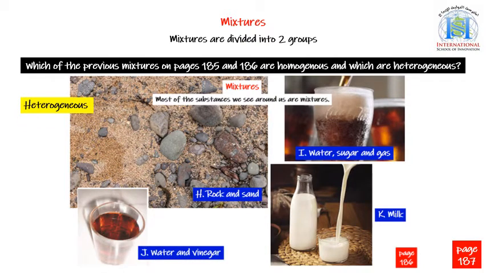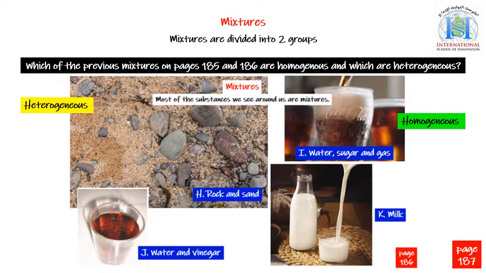What about a soft drink? Pepsi. Imagine that you're drinking Pepsi now. How many phases or colors does a mixture of soft drink show? 1 color, excellent. So this is a homogeneous mixture. Good job.